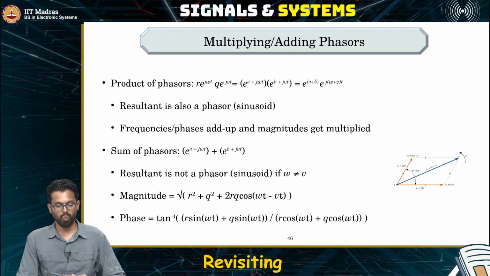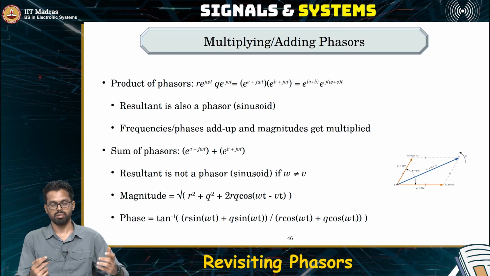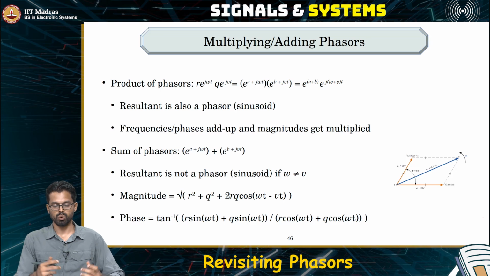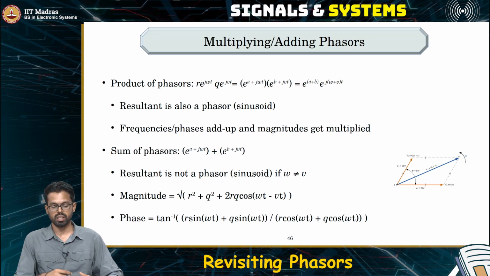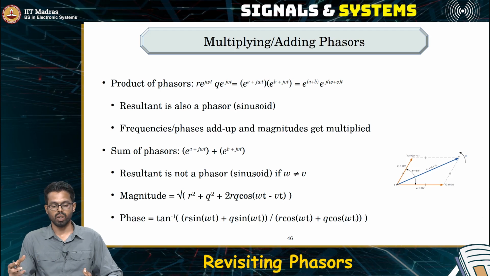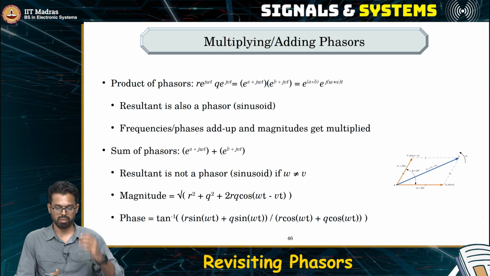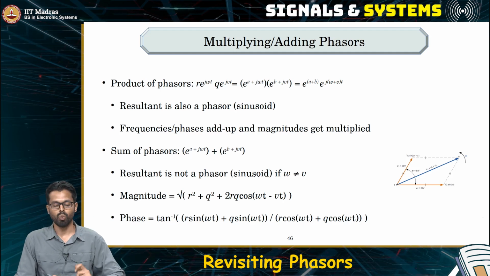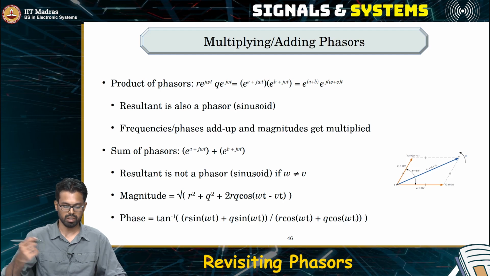Now, what if we want to multiply and add phases? We have to do that. If we are applying two filters and we get the output of the filters, what essentially happens at the output is nothing but addition of phases. So we have to analyze that. We need to know what happens when we add phases and when we multiply phases.